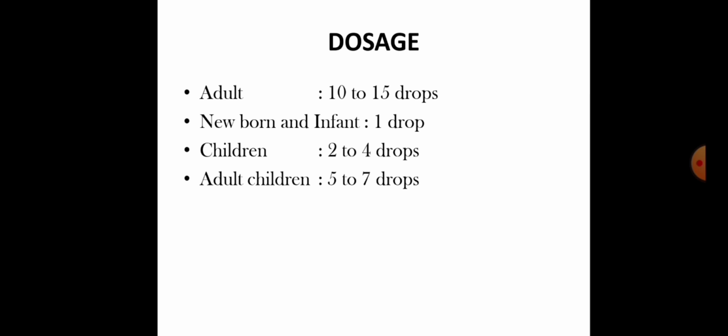Dosage: how can we give the mother tinctures? In adults, we can use 10 to 15 drops of mother tincture in 30 ml of lukewarm water, and we can ask them to take it. In newborns and infants, 1 drop. Children, 2 to 4 drops. Older children, 5 to 7 drops can be used.